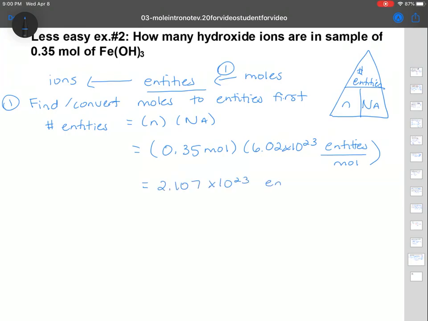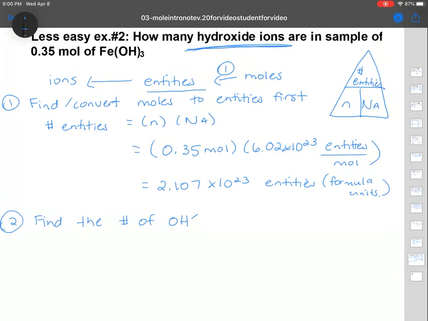And you're going to practice using scientific notation numbers in your calculator. Okay? So formula units or entities, it doesn't matter. But that doesn't get us to the number of ions. And it says, read the question carefully. Hydroxide ions, which is OH.